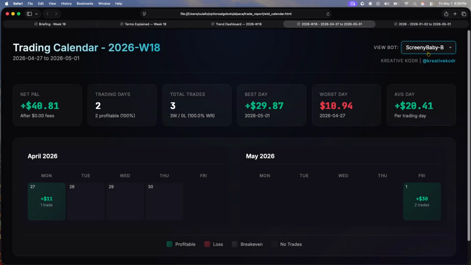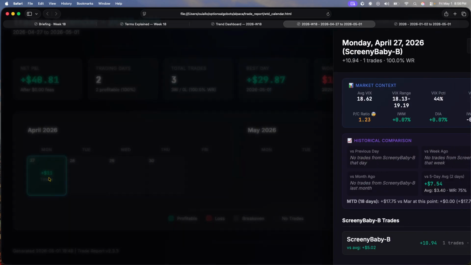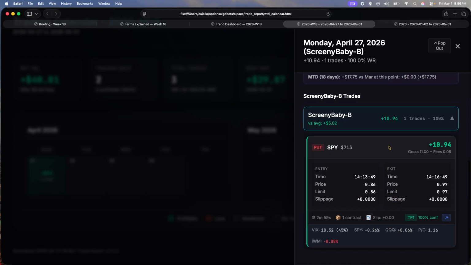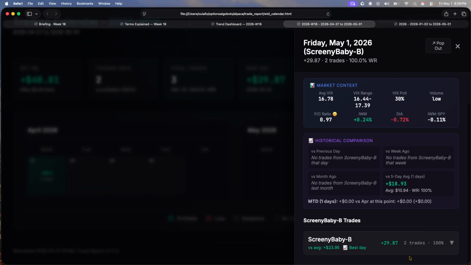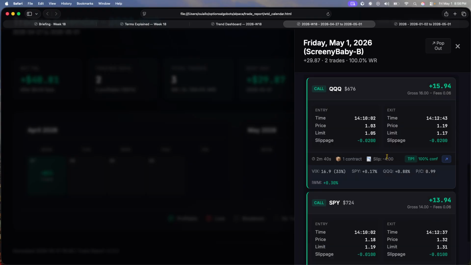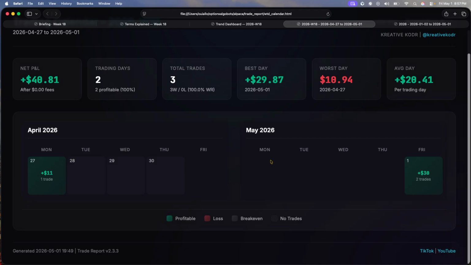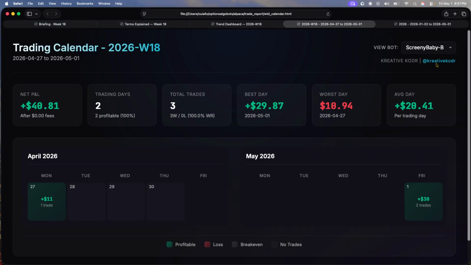And then Screeny B took a few more trades. It traded on Monday, and this was a put, so bearish on the market, and made 10 bucks from it. And then today was kind of a beautiful day. There were two trades, bullish on the market, and we were able to take profit on both of them.